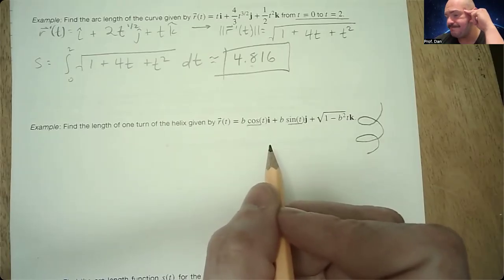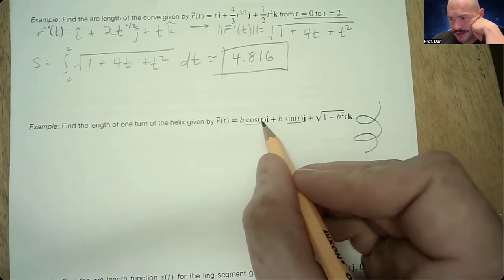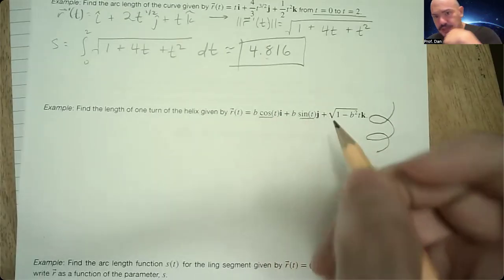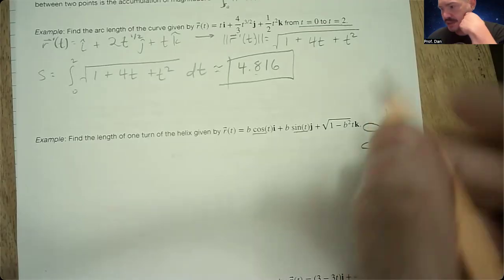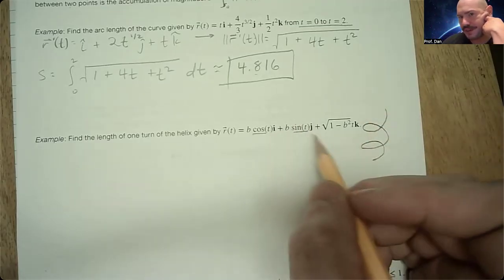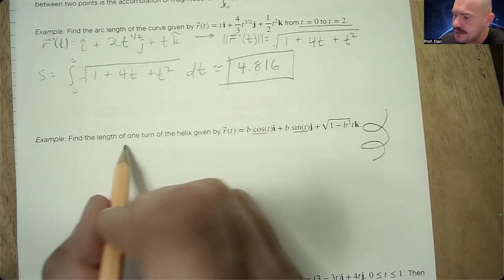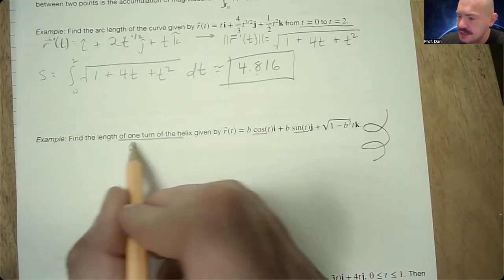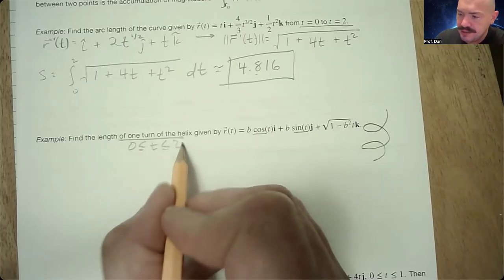0 to 2 pi. Yep. And that'll work for this one because neither of these t's have a coefficient. If they did, then we would have to multiply 2 pi by that coefficient. Well, actually divide 2 pi by that coefficient to figure out how far we need to go, right? So one turn of the helix is going to be from 0 to 2 pi.